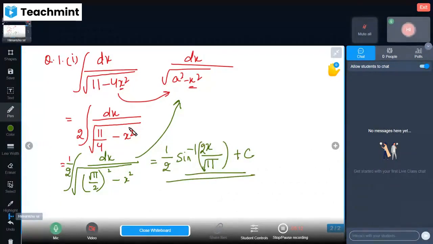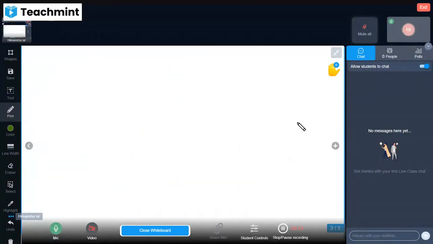So this is the easiest form: just make the transformation to this form and put in the formula. But certain questions need more attention. Look here, there is a beautiful question: the integral of dx upon the square root of 5 minus x square minus 4x. Here there is no direct format, so by taking a minus sign we can make it a form like x plus a whole square.